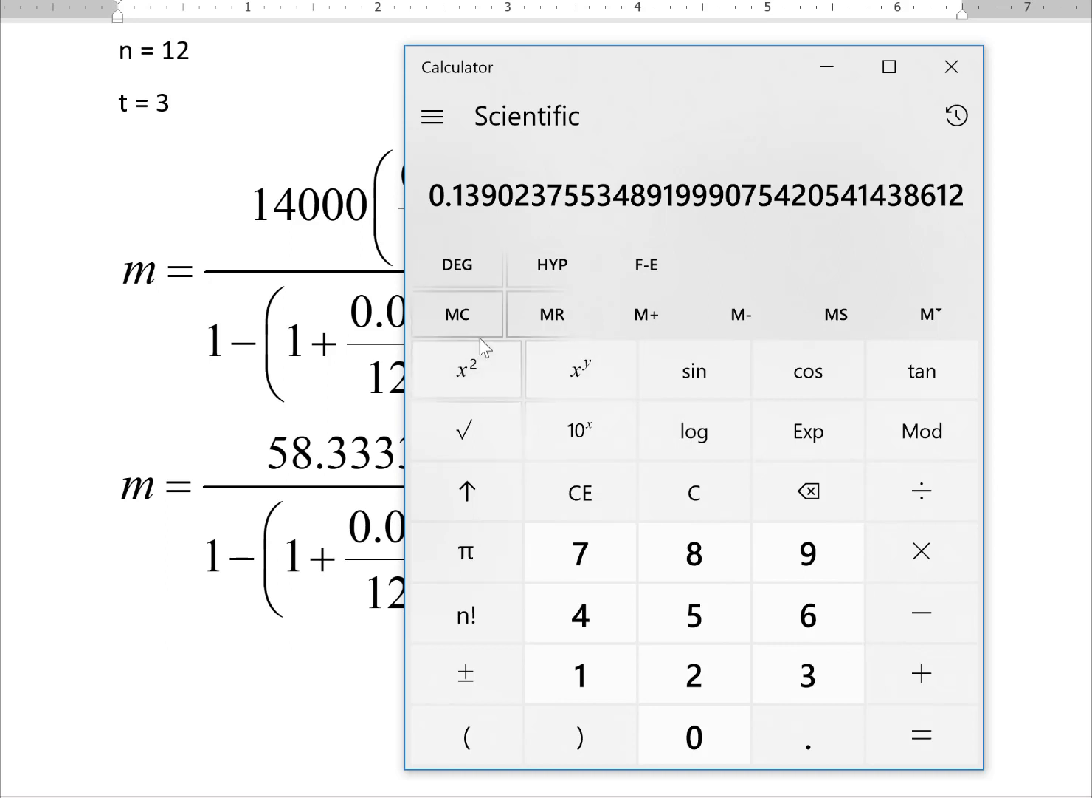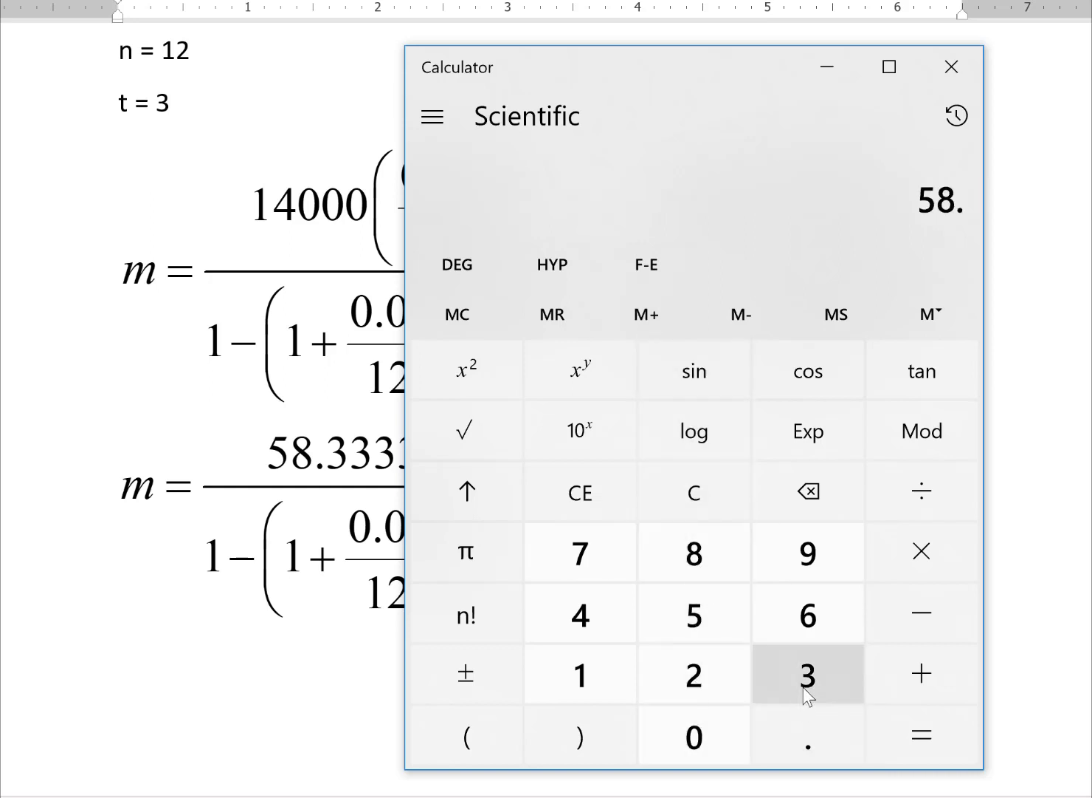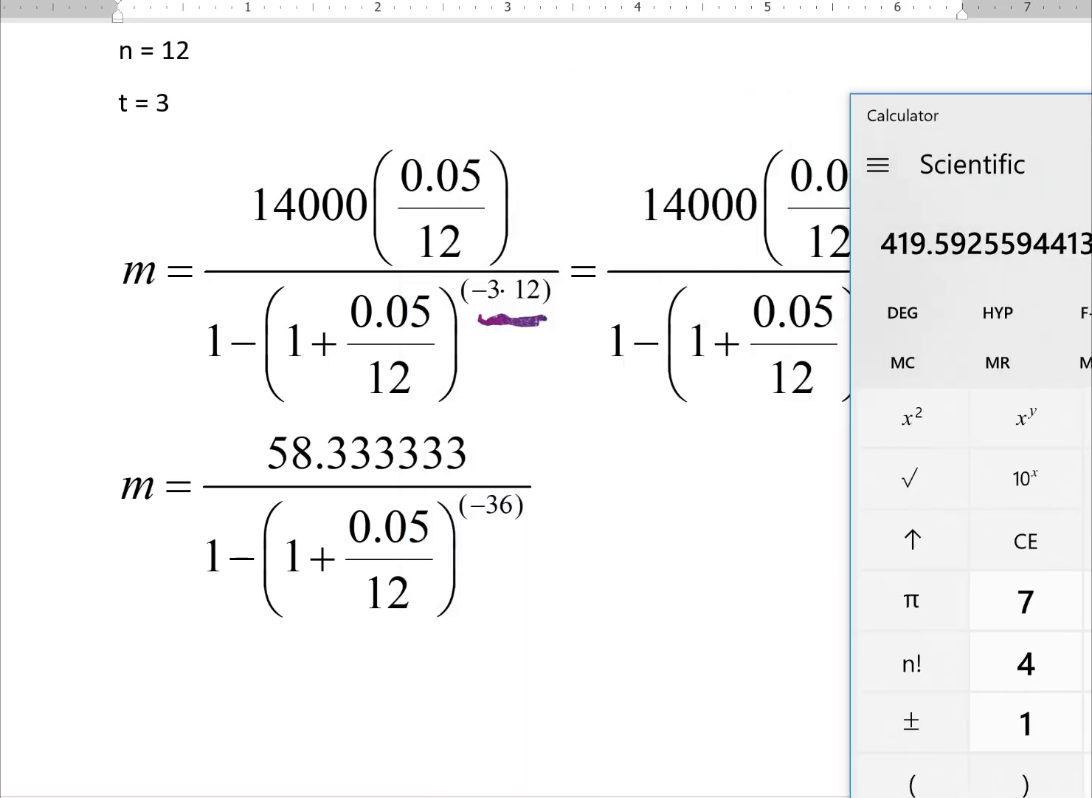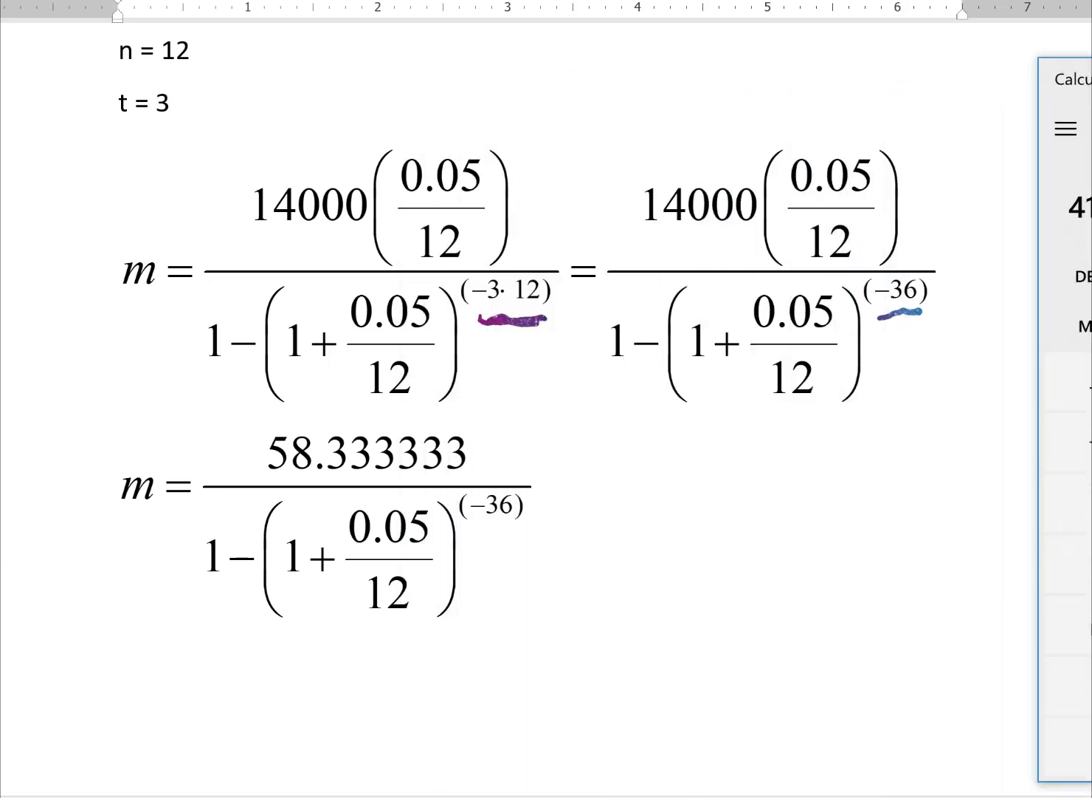Now, I'm going to clear my memory because I'd like to store this in my memory because I need to divide this into my numerator. And so then I'm going to take 58.333333 divide by memory recall, and I get a monthly payment of $419.59.